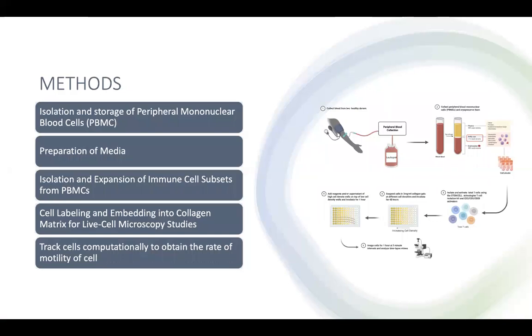For the methods of this study, a blood sample was taken from healthy donors, and we worked to isolate and store the peripheral blood mononuclear cells, or the PBMCs. We prepared the media, and then we isolated and expanded the immune T cell subsets, depending on which ones were necessary, from the PBMCs. And we labeled the cells and embedded them in a collagen matrix for a live cell microscopy study, so we can test and see the motility. Then we track the T cells' movements computationally to obtain the rate of motility of each T cell.